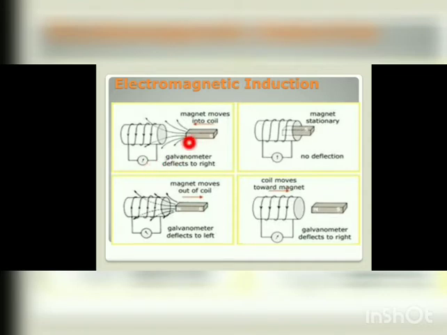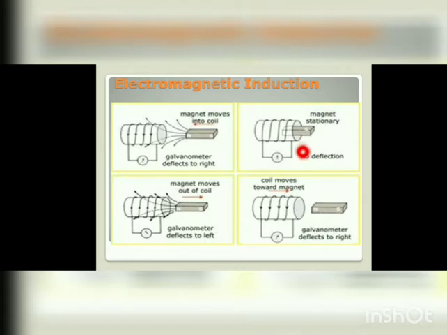Okay. Now here you can see a magnet. This is the north pole of the magnet and this is the south pole of the magnet. Now this magnet moves into the coil. That means this is a moving magnet. And this magnet is approaching the coil with the north pole pointing towards the coil. So when the magnet moves into the coil, just look at the needle of the galvanometer. What happens to the galvanometer needle? It deflects to the right.